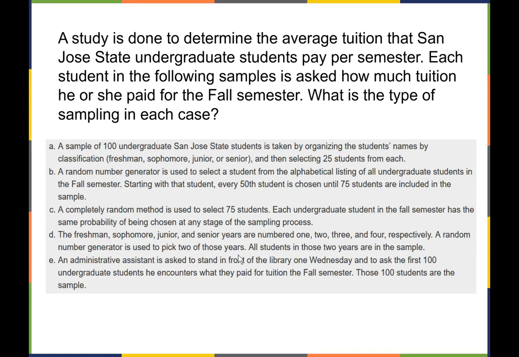All right, let's practice recognizing these different types of sampling techniques. A study is done to determine the average tuition that San Jose State undergraduate students pay per semester. Each student in the following sample is asked how much tuition he or she paid for the fall semester. What is the type of sampling in each case?